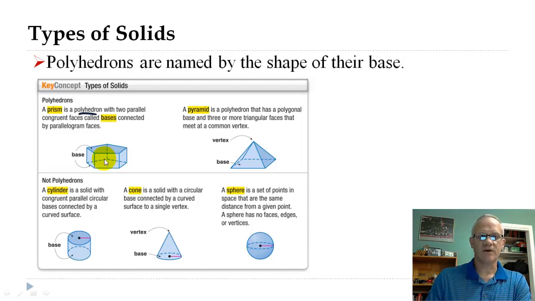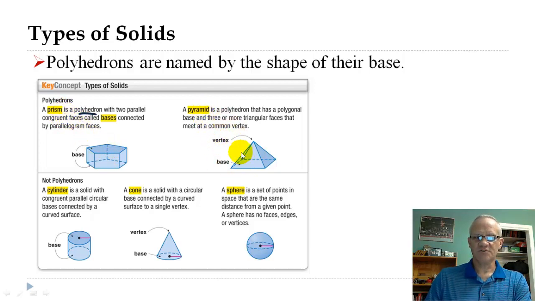Pentagon, pentagonal. If this base had 6 sides, we might call it hexagonal, or if it had 8 sides, we might call it octagonal, an octagonal prism. So depending on what the base is, that's how we would name it if it's a prism. Okay. Secondly is a pyramid.